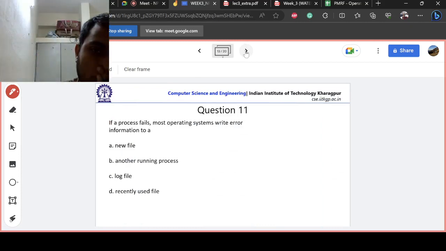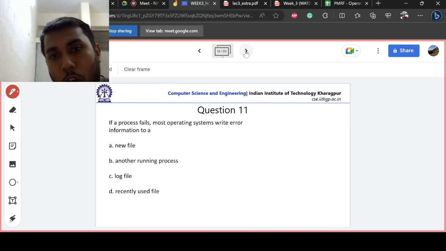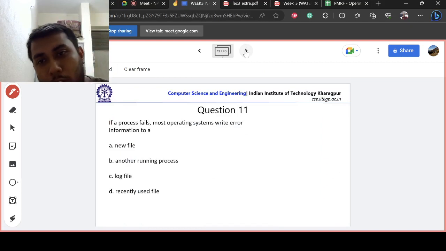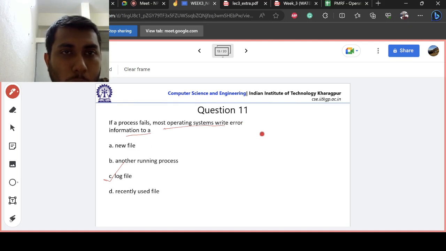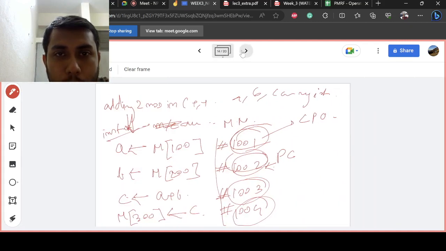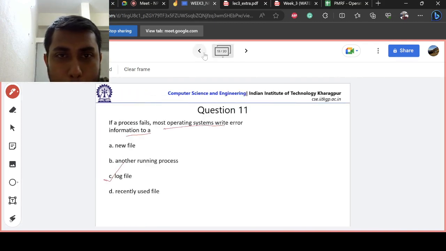The last one is if a process fails, the operating system writes error information into the log file. We discussed the log file. So the operating system information is written to the log file. So that was the last question.